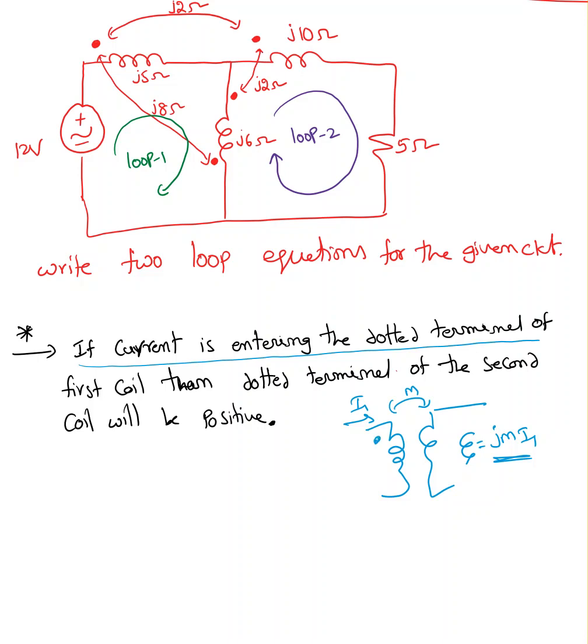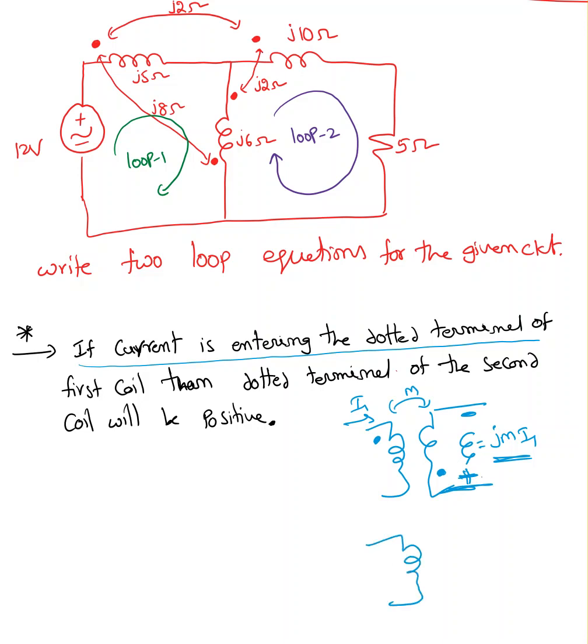For example, here is a dot and here is another dot. This dot indicates the orientation of the coil. Probably this coil might be wound in the clockwise direction, and the second coil might be wound in the anti-clockwise direction. That's the reason the dots are on opposite sides. Here the current I1 is entering the dot, so the dotted terminal is going to be positive. So the induced EMF across the second coil will have a positive terminal down here.